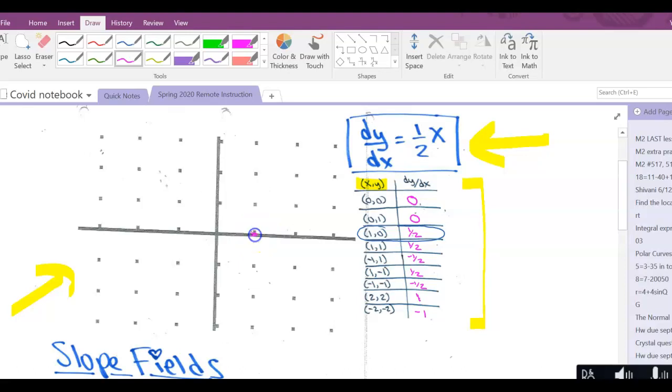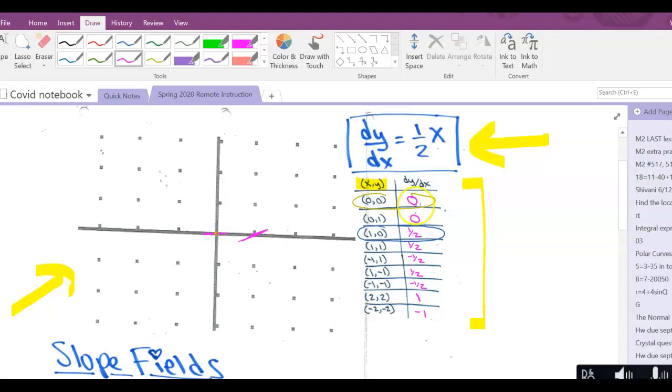So let's see. Up 1 over 2. So I want this to be my slope. I'm just going to go right there. Look at that. I got a little line segment at (1, 0) where the slope is 1/2. Then I'm going to look at this over here. At (0, 0), I want a little line segment with a slope of 0. Okay, I'll use the color. Here we go, right there.